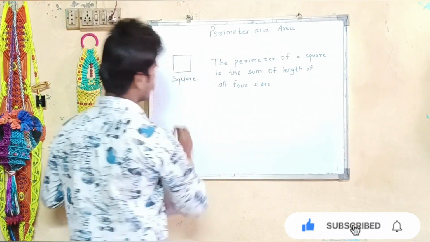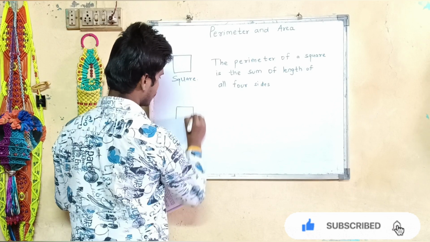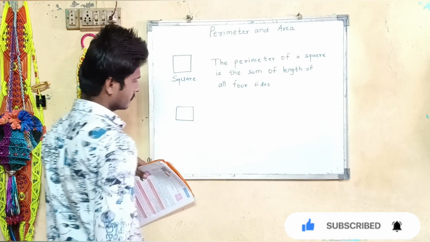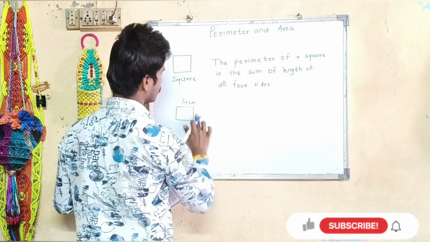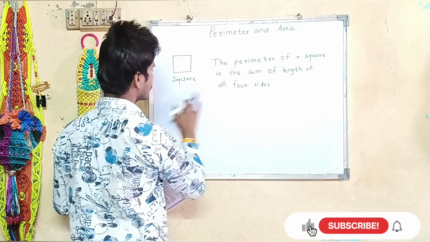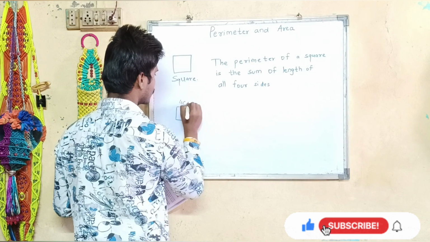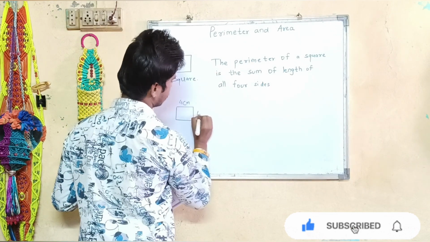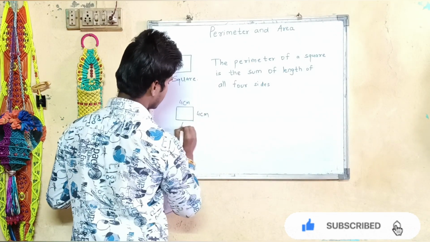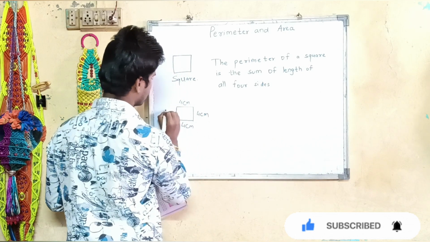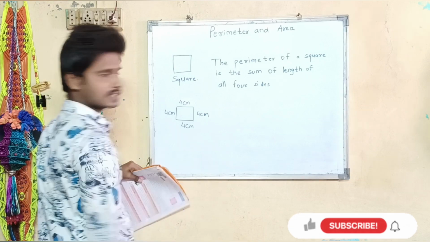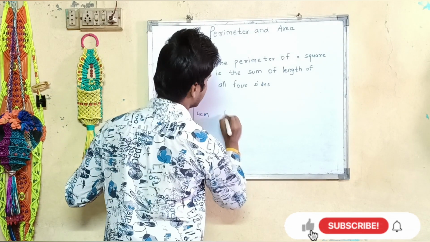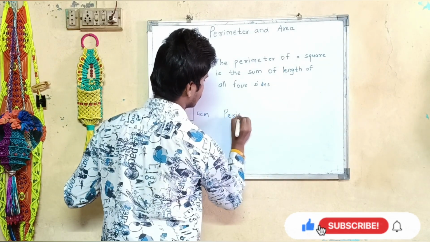Okay, so now we will take it. Suppose here it is 4 centimeter. In a square you must be knowing that all the sides of the square are the same. So each side will be 4 centimeter. So these are the given sides of my square. Now what are you going to do for perimeter?